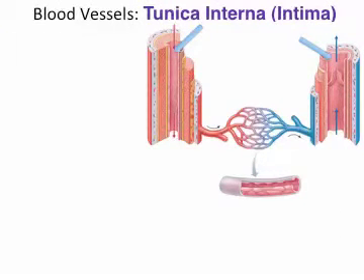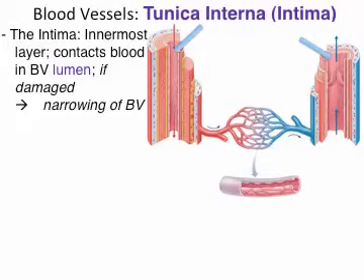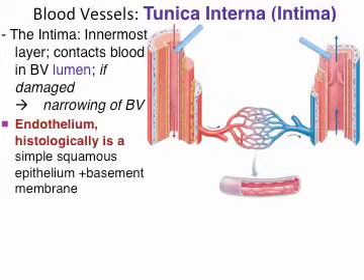Then the innermost layer, see where the blue arrows are showing the tunica interna, aka the tunica intima. It's the innermost layer, that's where the blood is flowing. The tunica intima encloses the lumen of the blood vessel. If the blood vessel gets damaged, then the endothelial cells that are lining the lumen will cause the blood vessel to get narrower so that you decrease your loss of blood. So this is an important concept.